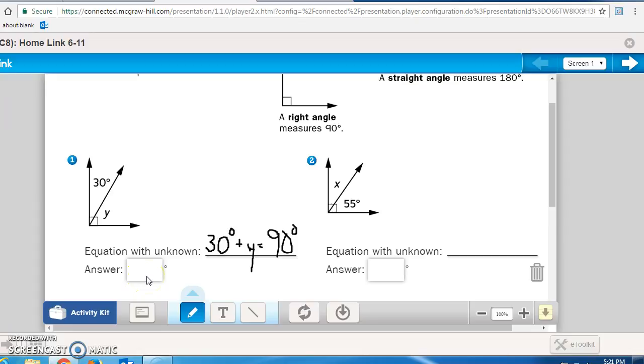Finish this entire page, including the practice at the bottom. Bring it up to me so I can check it off and make sure you're ready to go on. Thank you.